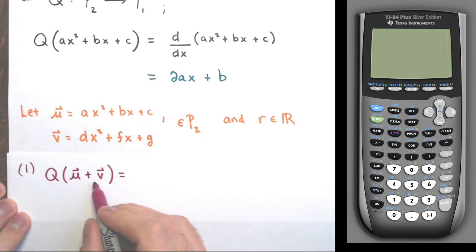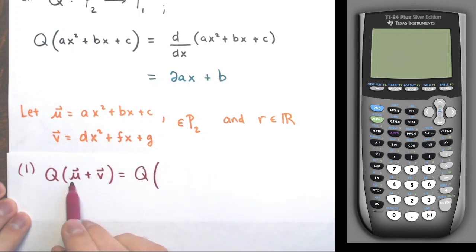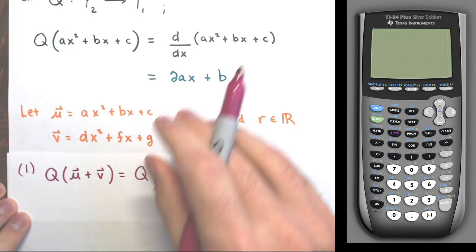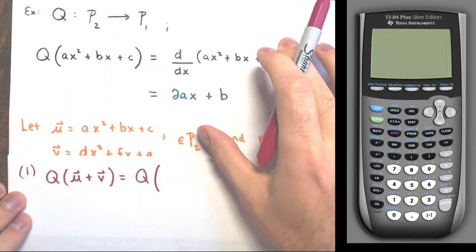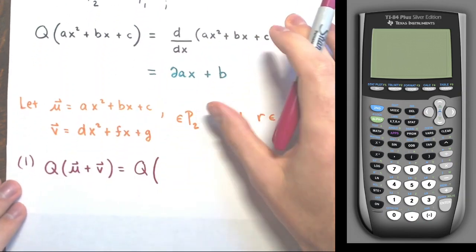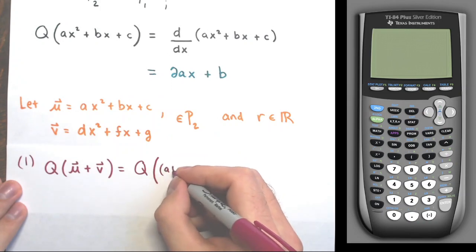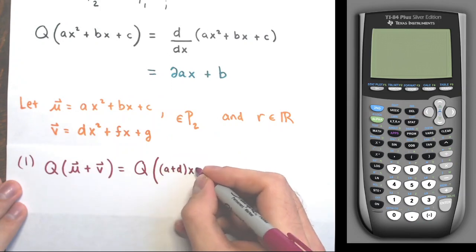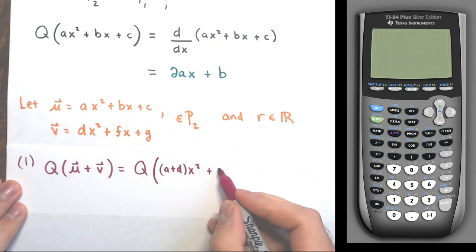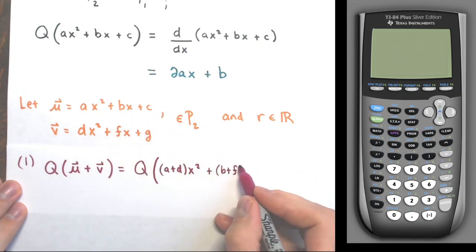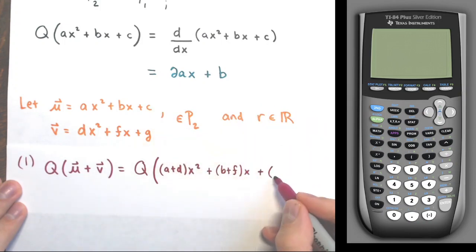So Q at u plus v. This is where I'm taking u plus v first. So this is Q of, now when I'm adding here, it's polynomial addition. In fact, it's going to be polynomial addition in both of these, because these are both sets of polynomials. So u plus v would be, again, combining like terms: the quantity a plus d times x squared, plus, then when I combine the x's, b plus f times x, and then the constant term would be c plus g.